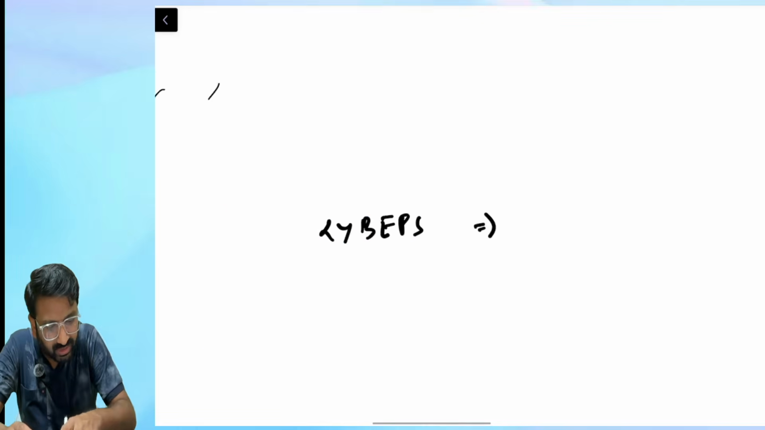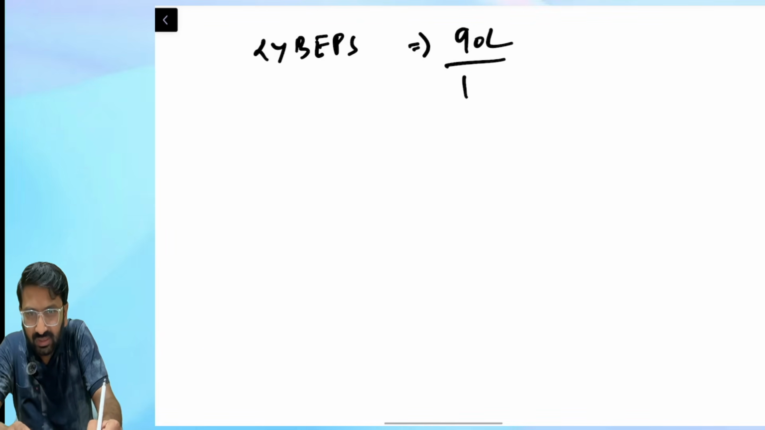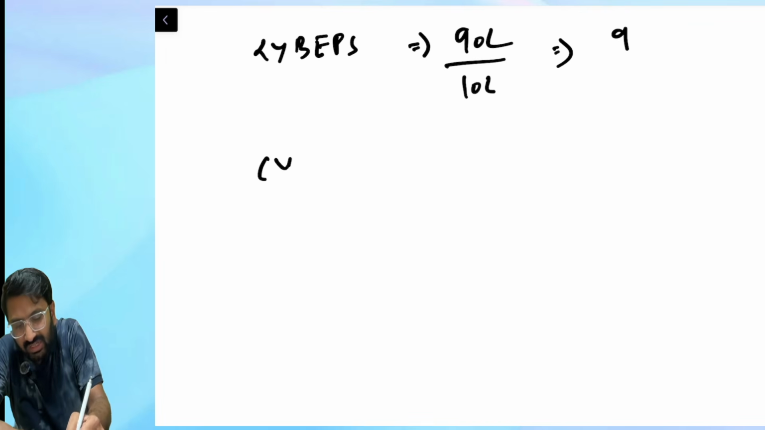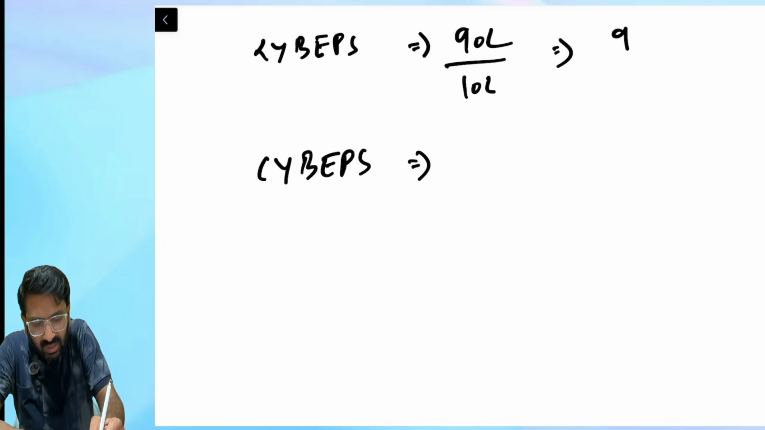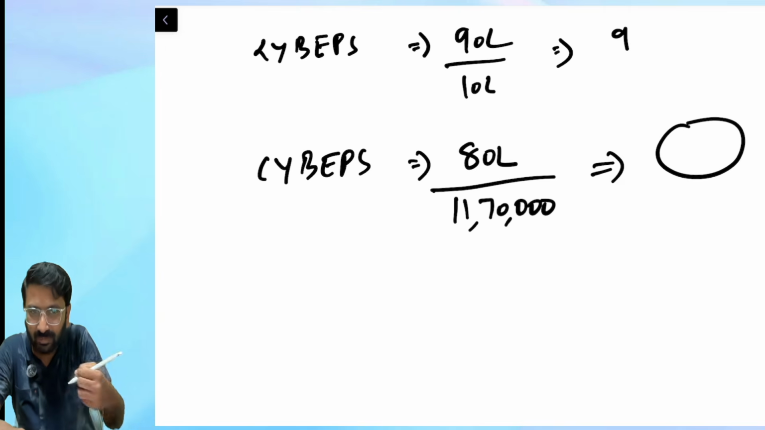Last year profit is 90 lakhs divided by last year wins, 10 lakh. That will give you 9 rupees. Next, you have to take current year basic EPS. For current year basic EPS, what should I do? Current year profit 80 lakh divided by current year wins that we calculated now, 11 lakh 70. Do that, then it gives you current year EPS.